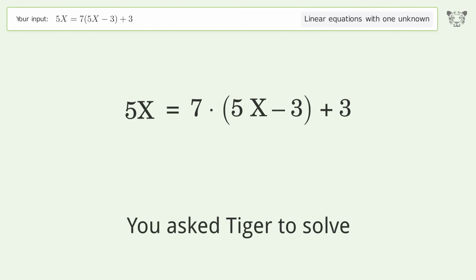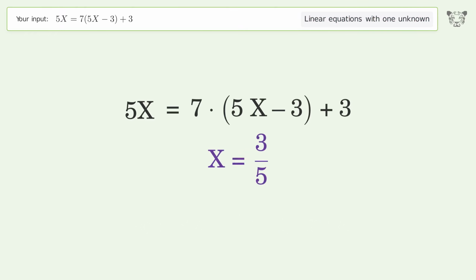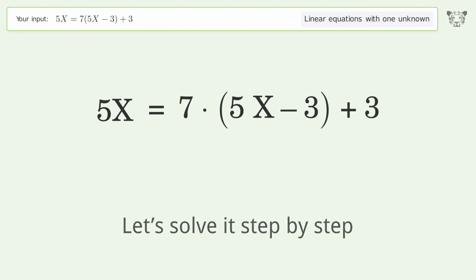You ask Tiger to solve. This deals with linear equations with one unknown. The final result is x equals 3 over 5. Let's solve it step by step.